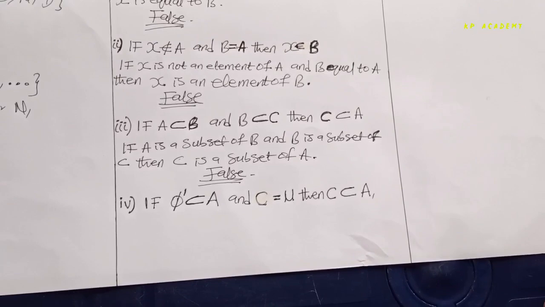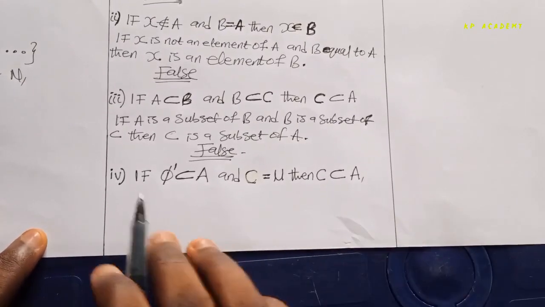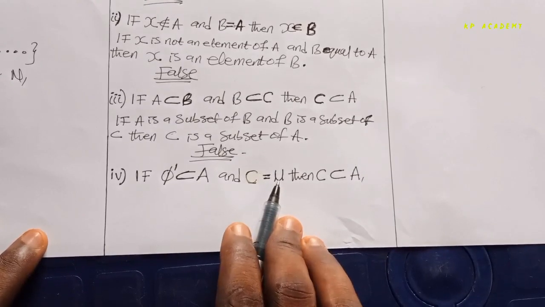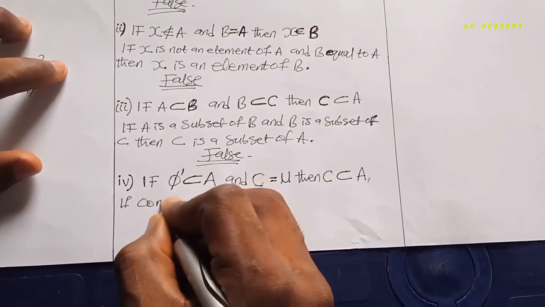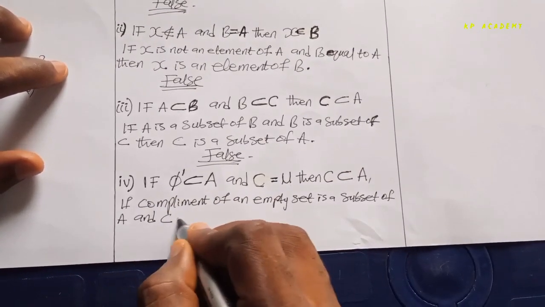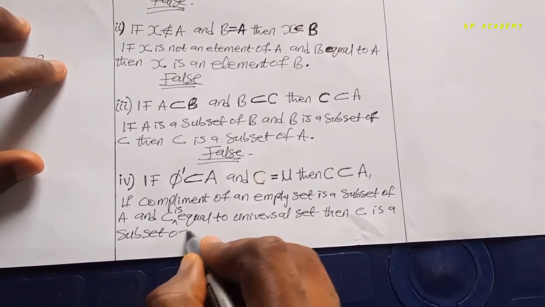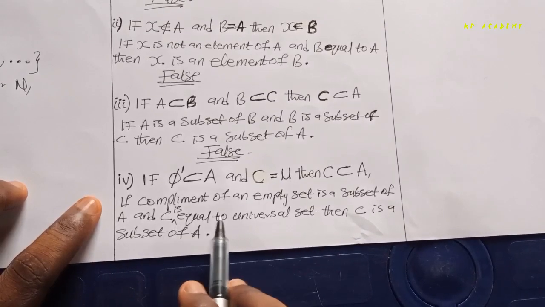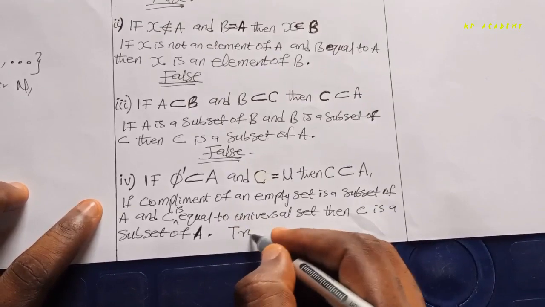Now, what about the last one, the fourth? For the final and last one, it says if the complement of empty set or null set is a subset of A and C is equal to universal set, then C is a subset of A. Okay, let us quickly put it in words. Okay, so this is it. It says if complement of an empty set is a subset of A and C is equal to universal set, then C is a subset of A. All right, so this statement now is actually true.